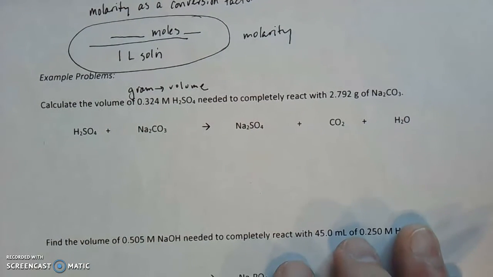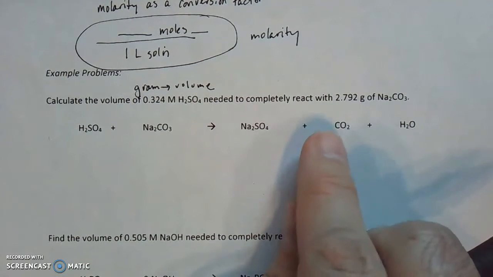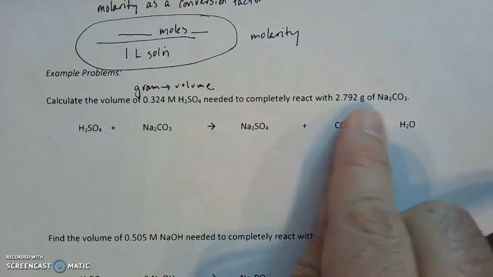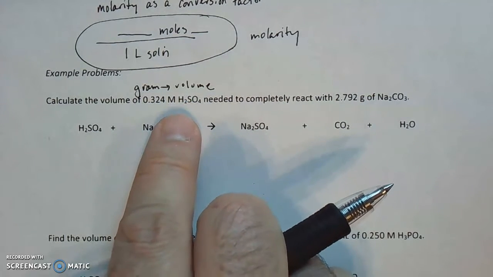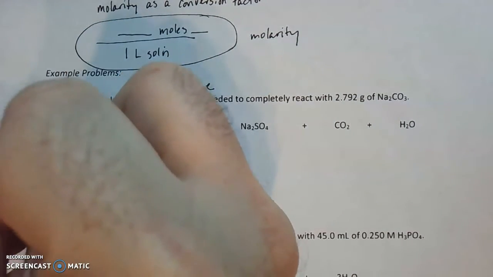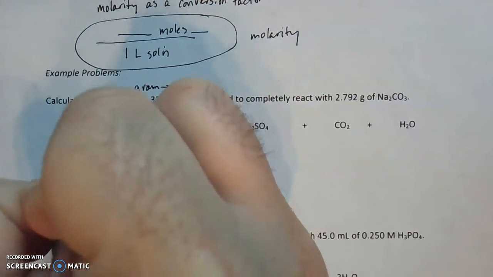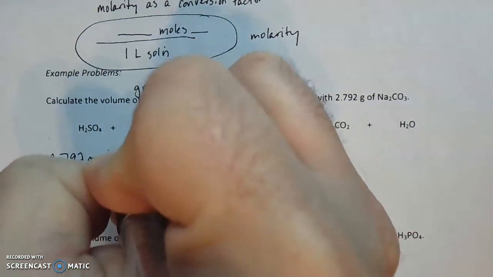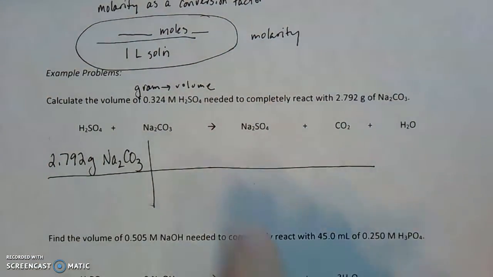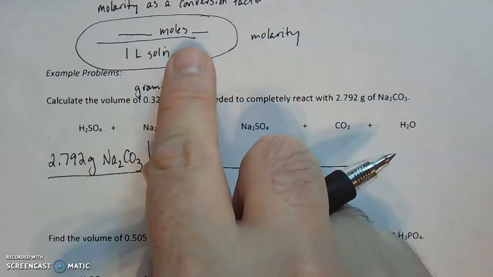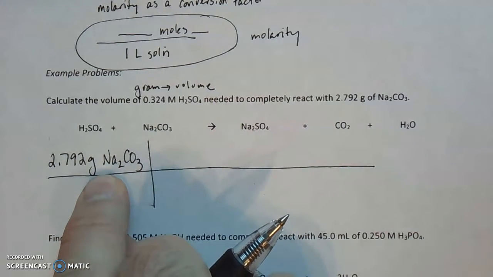So, as always in stoichiometry, we are going to start this one with the grams of the given. We're not going to start with molarity because that's our conversion factor. So 2.792 grams of Na2CO3. Now, since we're given a molarity and we know that we're in moles, what do we always do with grams? We change them into moles.